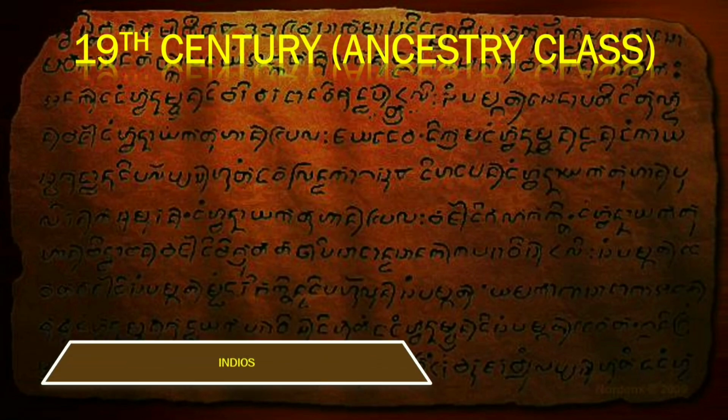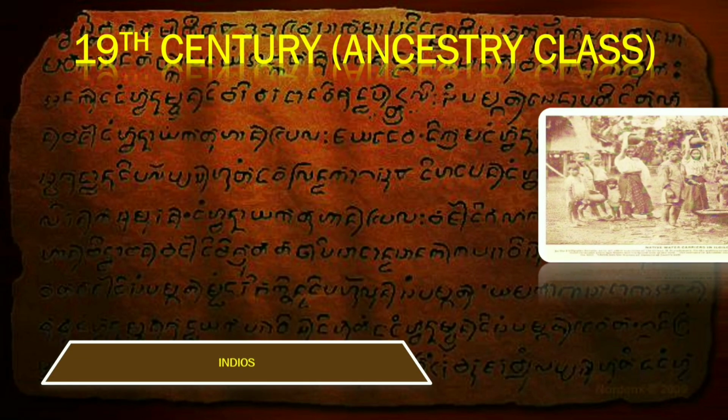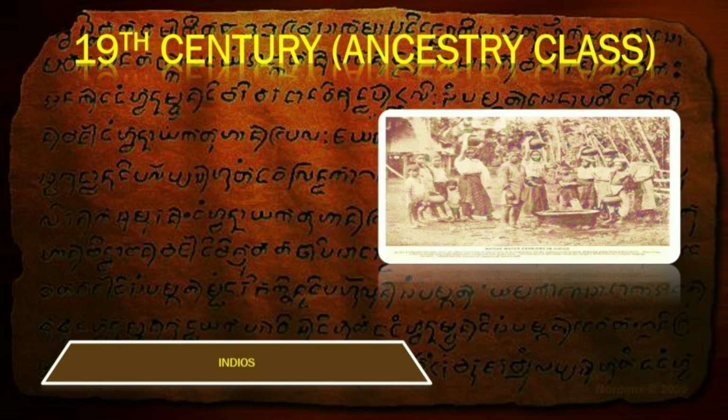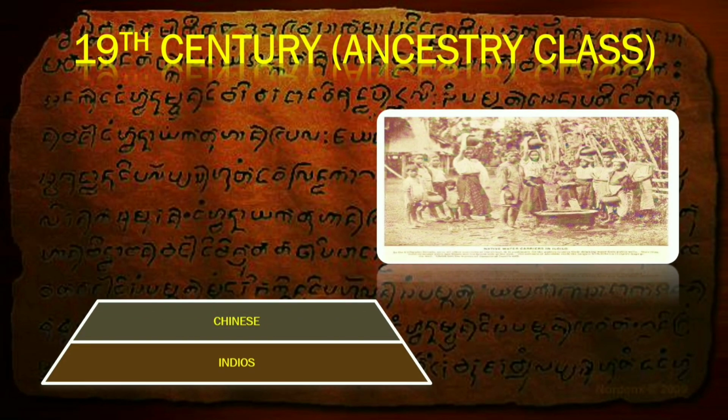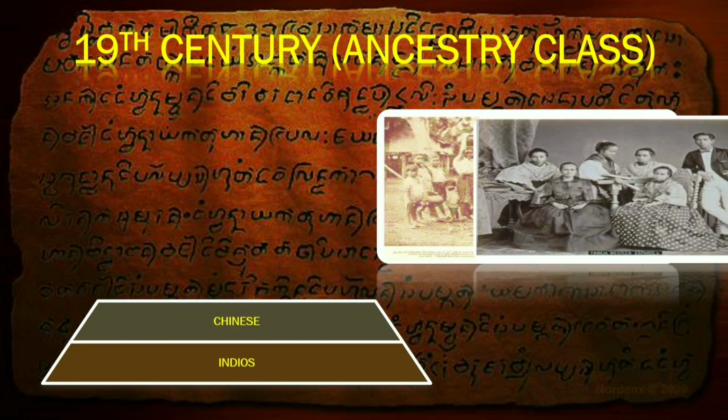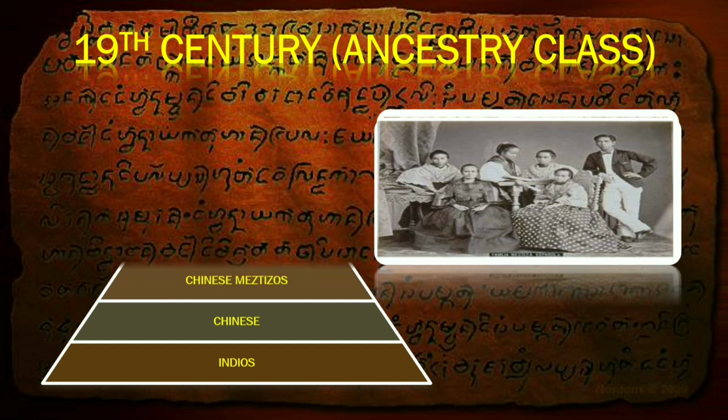Indio, they belong to the lowest class. They are Malay or Malayo-Polynesian or pure Austronesian ancestry or natives. Mestizo belongs to the upper lowest class. They are a mix of indigenous Filipino, Austronesian people, Malay, Malayo-Polynesian, or European or Chinese ancestry.